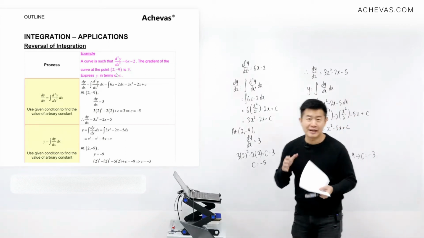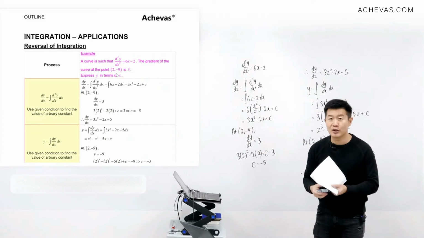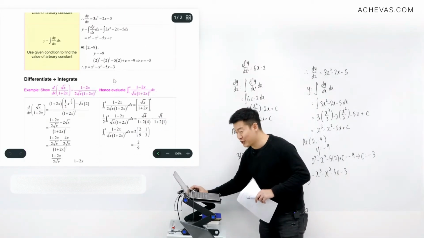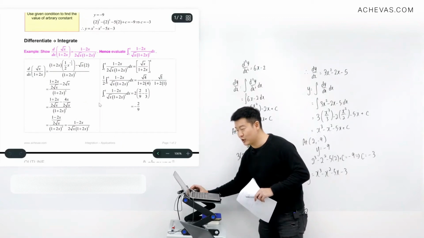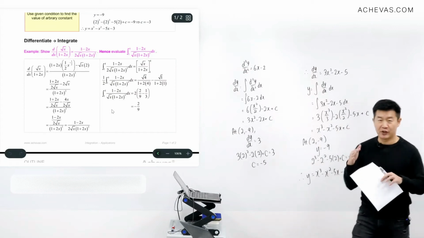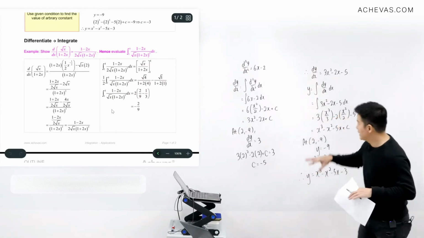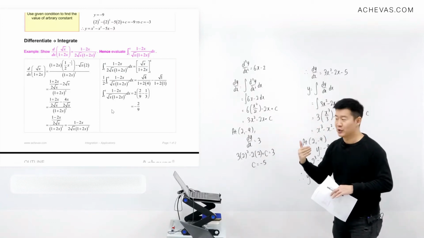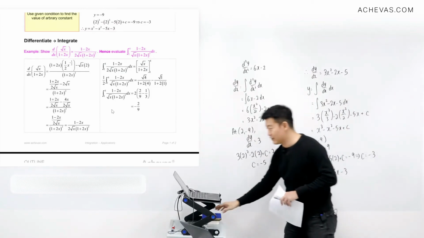Another way that we can be tested in making use of integration to reverse the process of differentiation will be a question that looks similar to this. First we will be asked to differentiate, and with the differentiated result, instead of using standard results to integrate, we're going to make use of that result to integrate. A question like this. Let us give it a try.